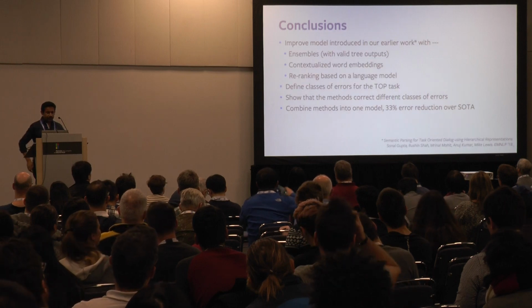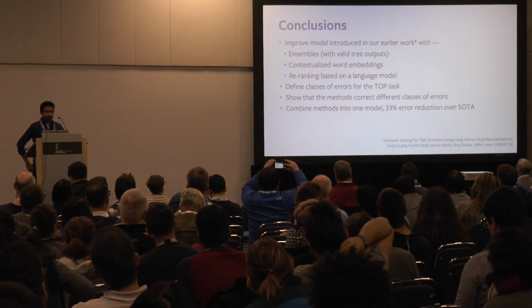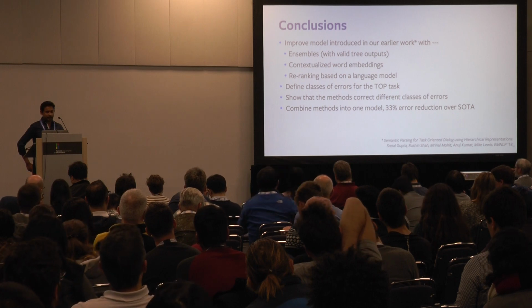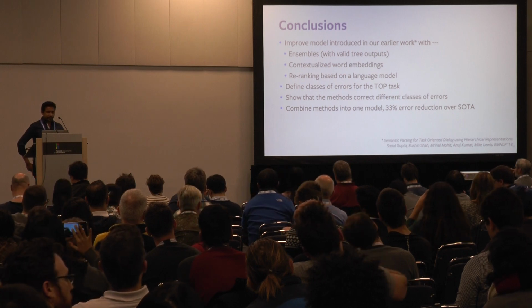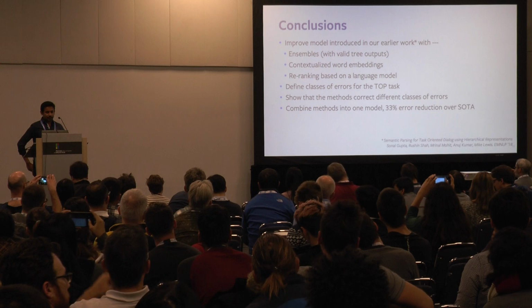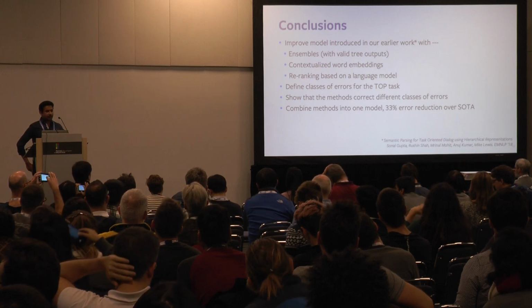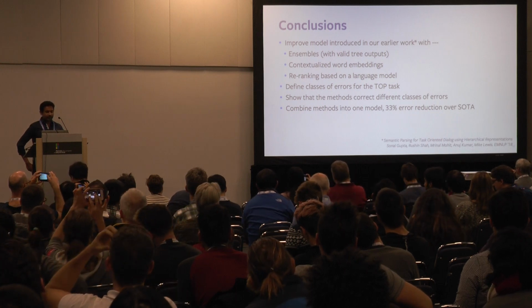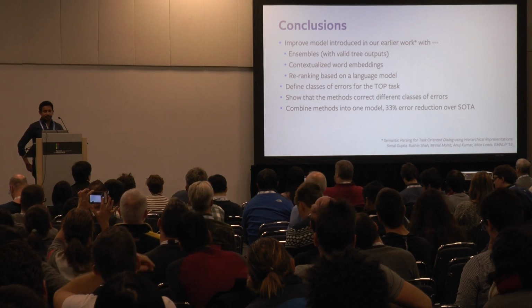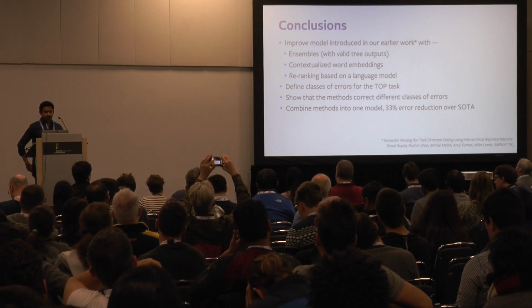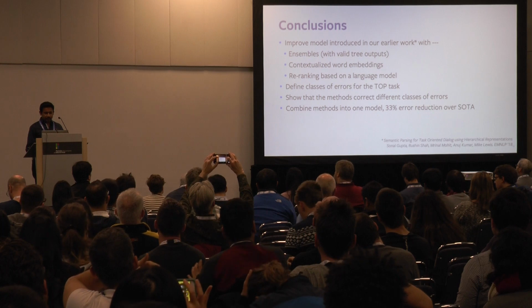So in conclusion, we improved the model introduced in our earlier work with ensembling, with valid tree outputs, importantly, contextualized word embeddings, and re-ranking based on a language model. We defined the different classes of errors for the task-oriented parsing task, and showed that the methods correct different classes of errors, and combined them all into one model. And if you enjoyed this talk, you should come talk to us.